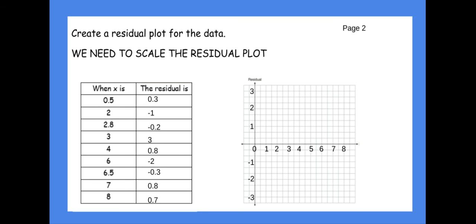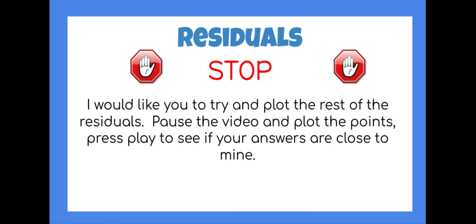Now we're going to plot these points. We're going to start with 0.5 and 0.3. So we're going to go over 0.5, which is a half, and 0.3, because we skipped 3 boxes, is about a third, is right there. And then we're going to go to 2, -1. So we're going to go over to 2 and down -1. What I want you to do is now try it on your own. Pause the video, plot the points, and see if your answers are close to mine.